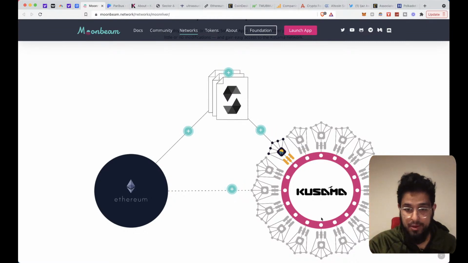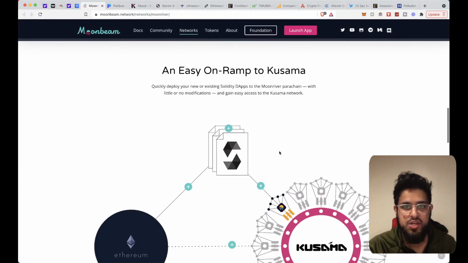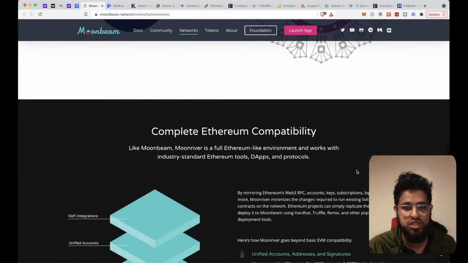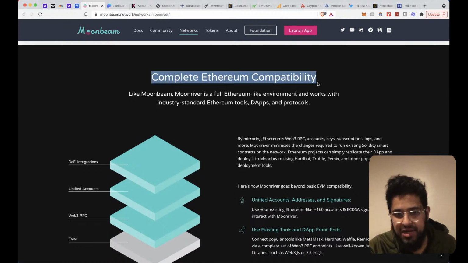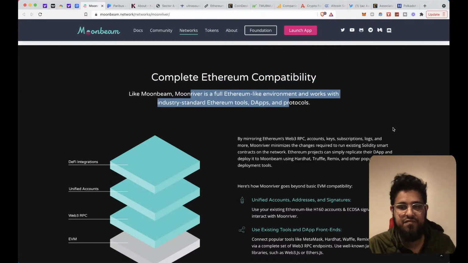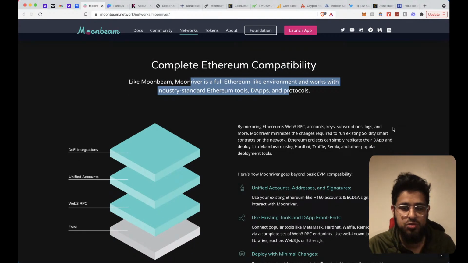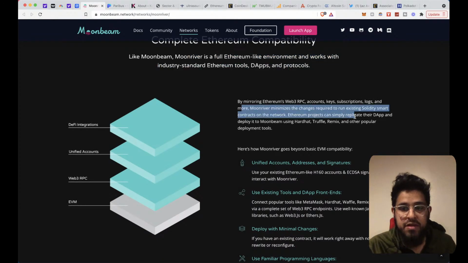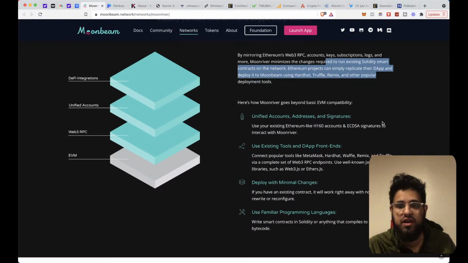So this is the Kusama network. This is the Moonriver parachain. Okay, when they win one of the slots, you can just bridge across your smart contract straight into your parachain. No extra work, easy access to the Kusama network. So you can see here, complete Ethereum compatibility. Like Moonbeam, Moonriver is a full Ethereum-like environment, works with industry standard Ethereum tools, dApps, and protocol. By mirroring Ethereum's web RPC, accounts, keys, subscriptions, logs, Moonriver minimizes the changes required. Okay, so you can just easily port your things over, and you carry on.